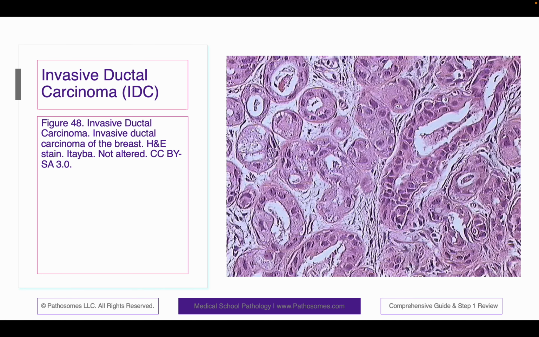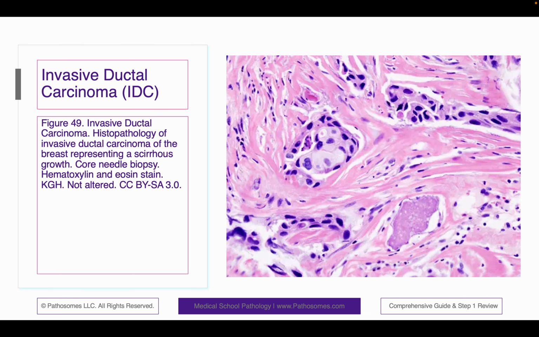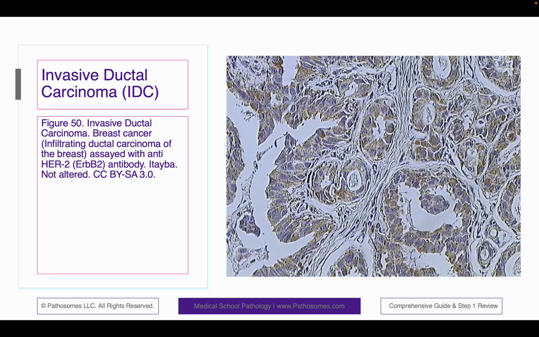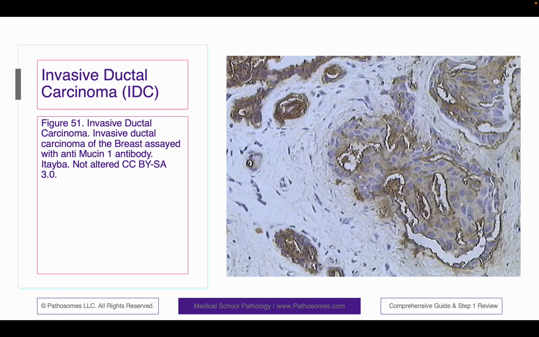And here we can see invasive ductal carcinoma of the breast on histology. And here we can see the histopathology of invasive ductal carcinoma of the breast representing a serous growth. And again, we can see infiltrating ductal carcinoma of the breast assayed with anti-HER2 antibody. And here we can see invasive ductal carcinoma of the breast assayed with anti-mucin 1 antibody.